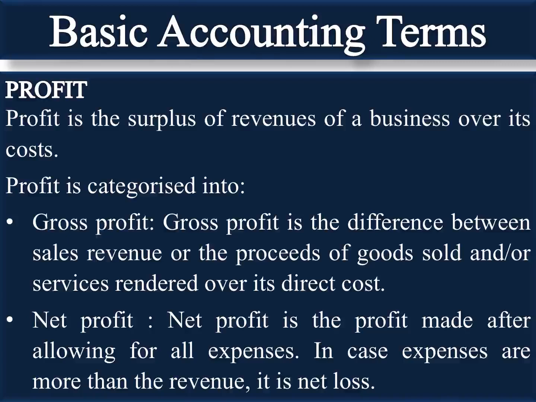Net profit. Net profit is the profit made after allowing for all expenses. In case expenses are more than the revenue, it is a net loss. So after all indirect expenses, operating expenses, and after all non-operating expenses, if the revenue is more than the expenses, in that case it will be a profit, and when the expenses are more than the revenue, then it is a net loss for the firm.